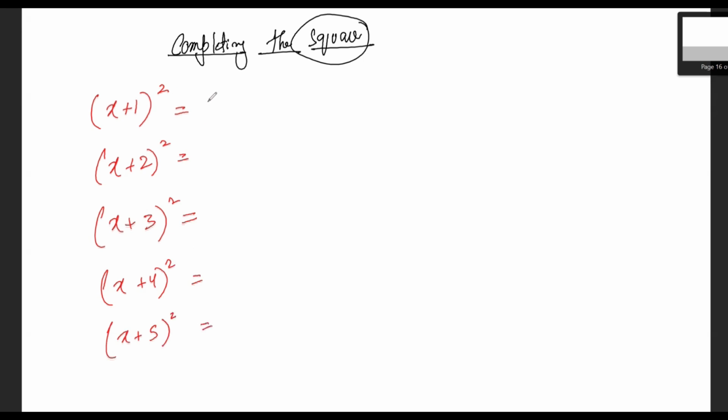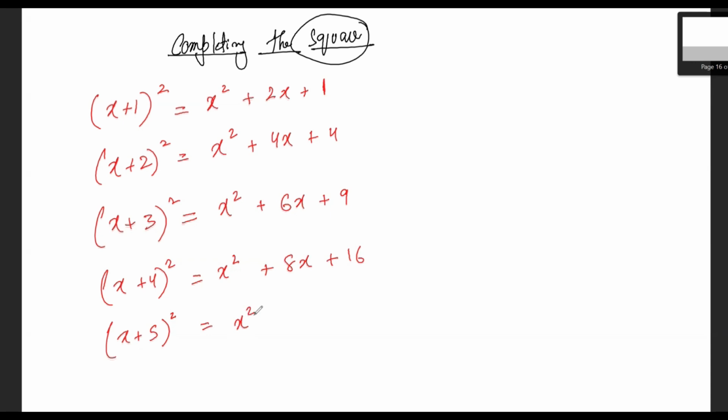So x plus 1 whole square is x square plus 2x plus 1, right? x plus 2 whole square is x square plus 4x plus 4. Then x square plus 6x plus 9. x square plus 8x plus 16. x square plus 10x plus 25, right?